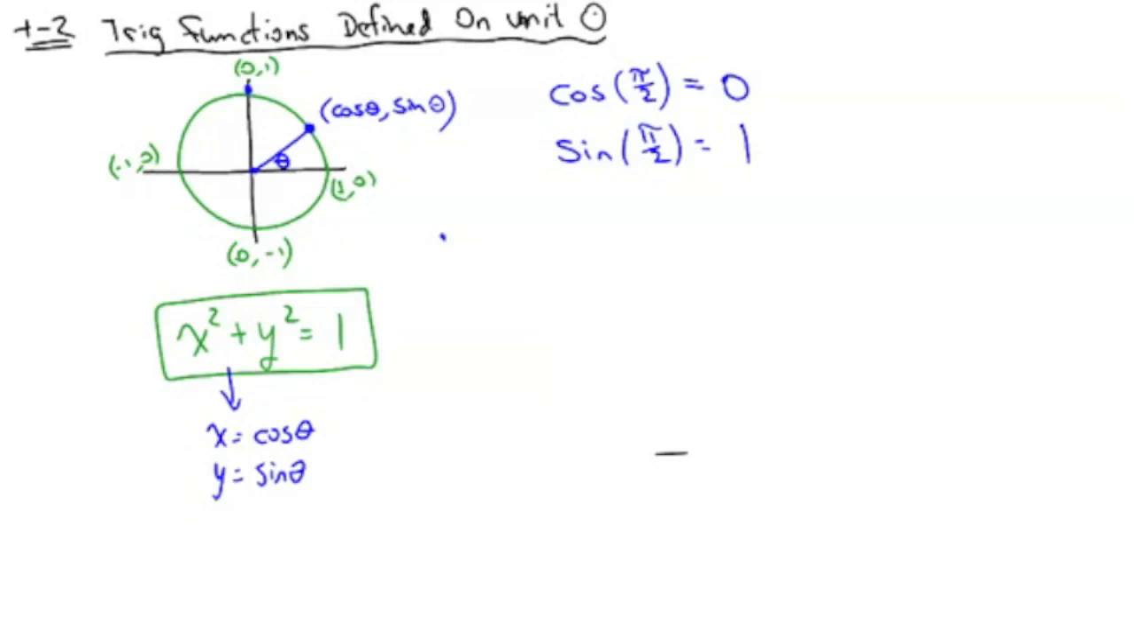What about sine of pi? It's going to be 0. What about the cosine of pi? Negative 1, because pi is way over here, and the first coordinate is cosine of that angle, and the second coordinate is sine of that angle. So it makes it kind of easy.